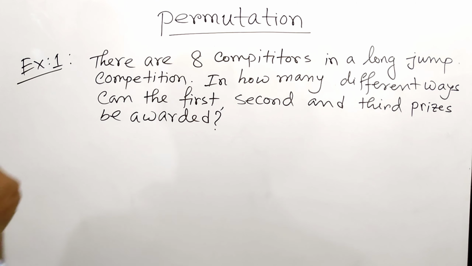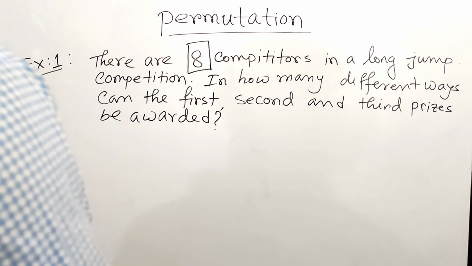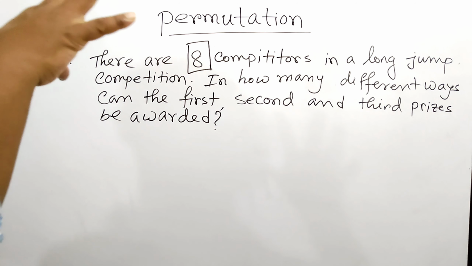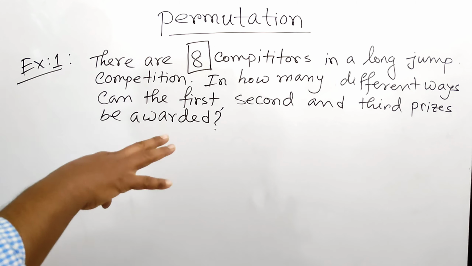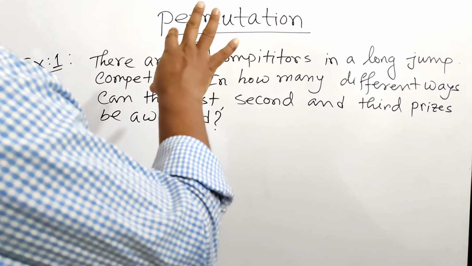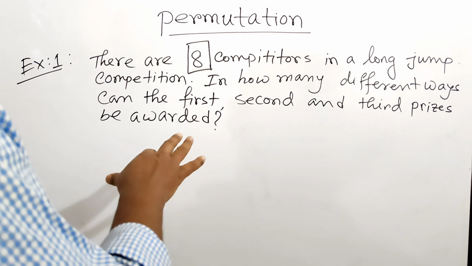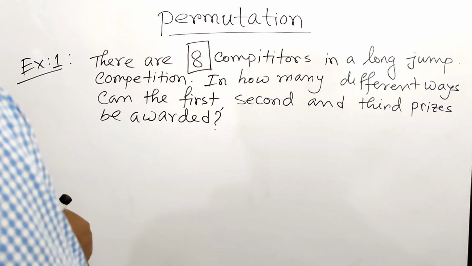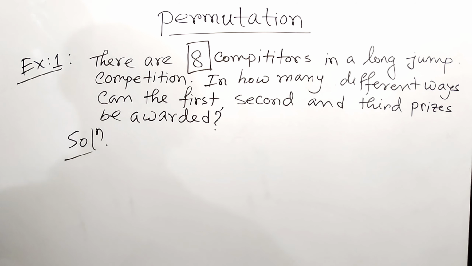Look, there are 8 competitors in a long jump competition, and you need to find 3 competitors from these 8 and give the first prize, second prize and third prize. So in how many ways can you award these 8 competitors? Now we will learn by using the permutation formula. This is the solution of this question.